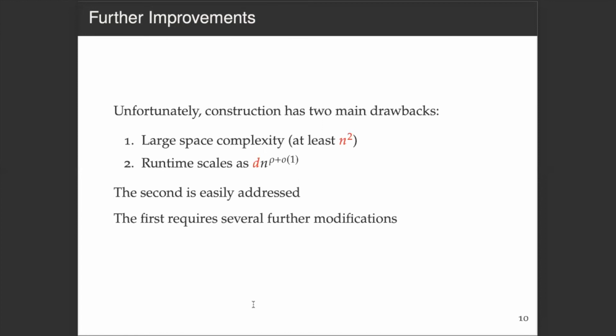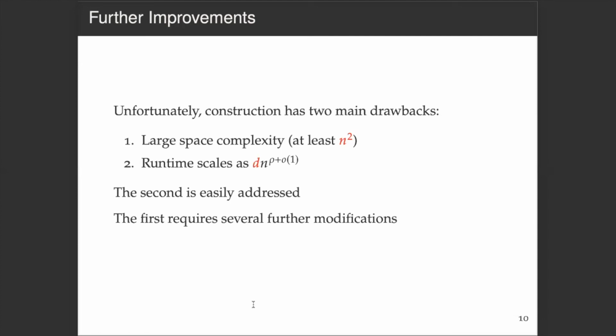Unfortunately, the construction as it's just been described has two main drawbacks. The first is that it has large space complexity. Recall that for any candidate nearest neighbor X star, we construct another approximate nearest neighbor data structure with n points. Because of this, we construct at least n data structures with n points. Therefore, the total space complexity is at least n squared.